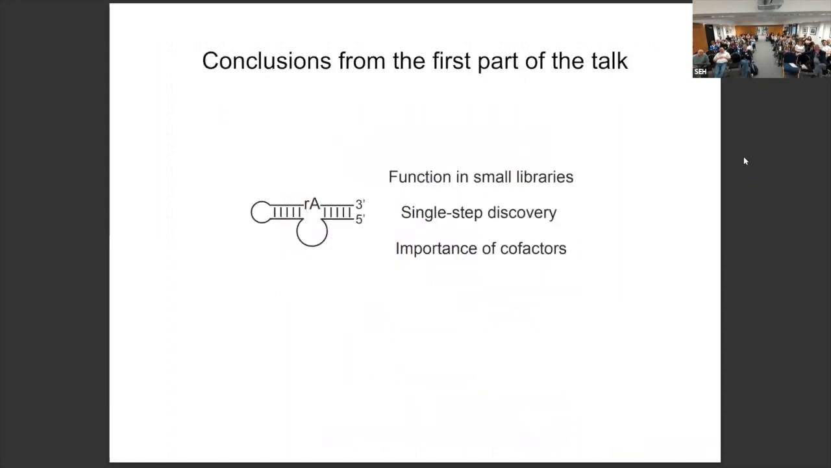So to just sort of summarize the main points from this first part of the talk, we showed that function is sometimes possible in even small libraries. We also showed that we can isolate functional molecules in some cases in a single round of selection. And finally, this experiment kind of highlights the importance of cofactors, DNA active sites.